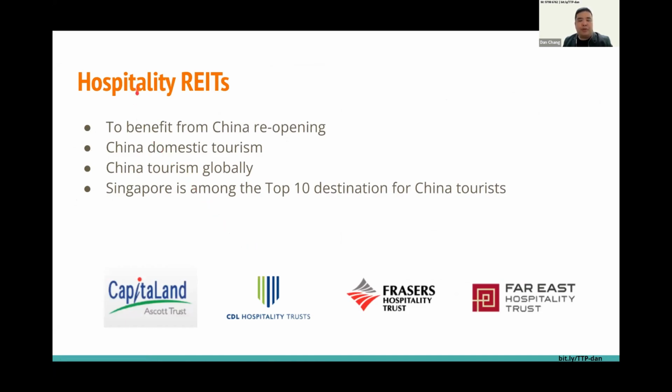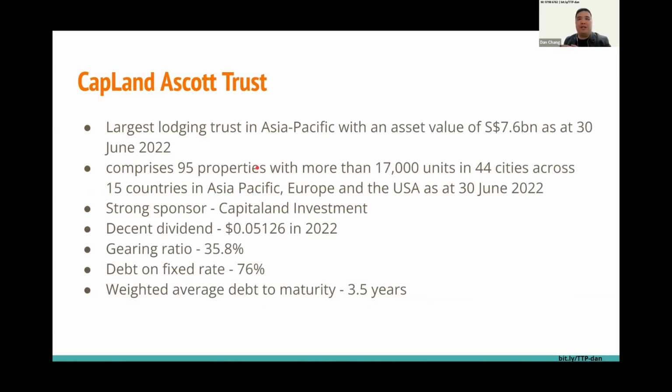Okay, hospitality REITs. As I mentioned earlier, hospitality REITs stand to benefit from China reopening. Okay, and China tourism. When I say China tourism, it doesn't mean that only China tourists are coming to Singapore. It even means China tourists traveling to other parts of the world, and even within China. Because hospitality REITs in Singapore that are listed on SGX don't only have properties in Singapore, they have properties in other countries as well. Okay, so the one hospitality REIT that I'll be looking at is CapitaLand Ascott Trust.